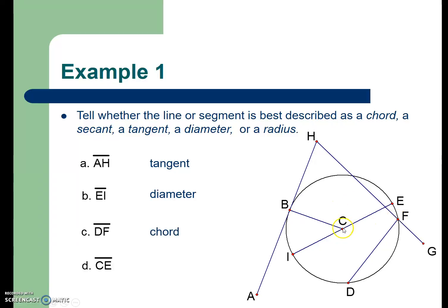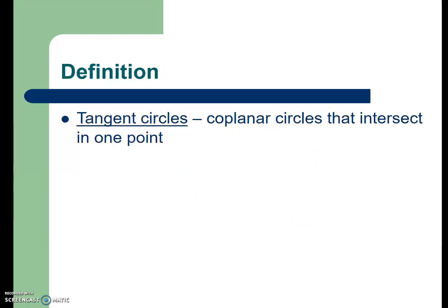And then finally CE. So CE goes from the center to the side, so therefore it's a radius. Okay? All right, here's some more new terminology. Again, we're jam-packed with definitions here, so you might want to get them written down. A tangent circle: these are coplanar circles that intersect in one point. So this will be an example of a tangent circle.